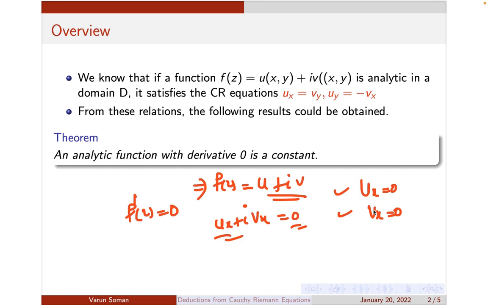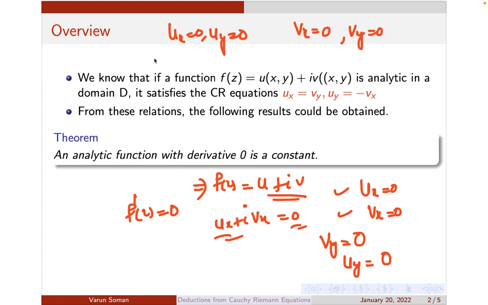Now it is already given to you that the function is analytic. So what can you say about vy? What will be the value of vy? You know that ux is equal to vy, so vy should also be 0. Similarly, what can you say about uy? Now uy is minus vx, and that is also 0. So now we have got that ux is 0, uy is 0, vx is 0, vy is 0.